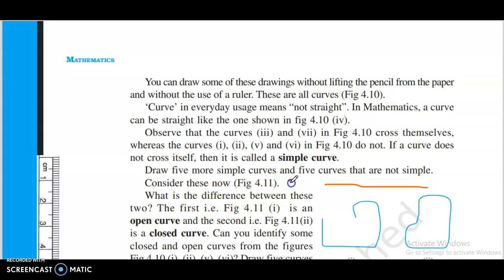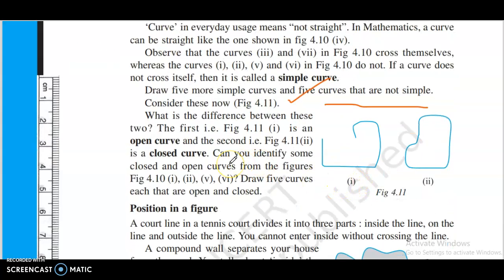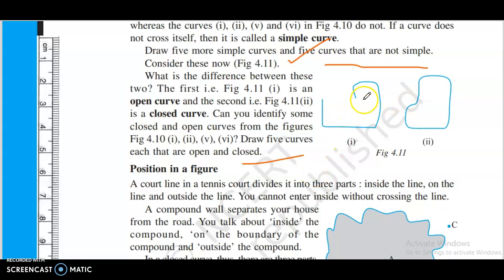Consider these figures. What is the difference between these two? The first, that is figure 4.1, is an open curve, and the second, that is figure 4.11, is a closed curve. Can you identify some closed and open curves from the figures 4.10, 1 to 6? Draw 5 curves each that are open and closed. Open, closed.